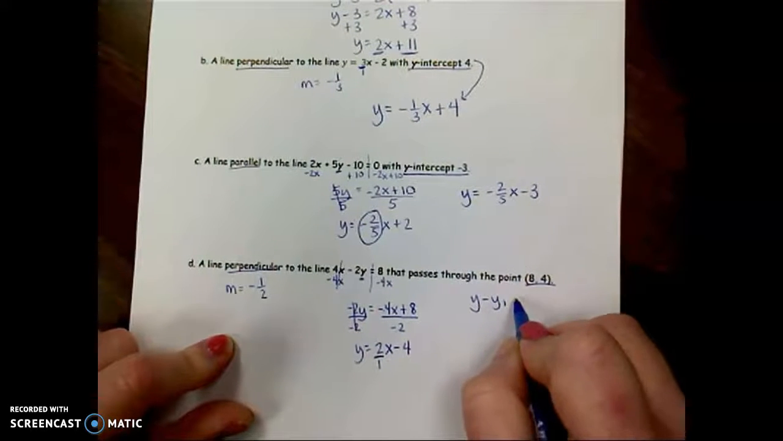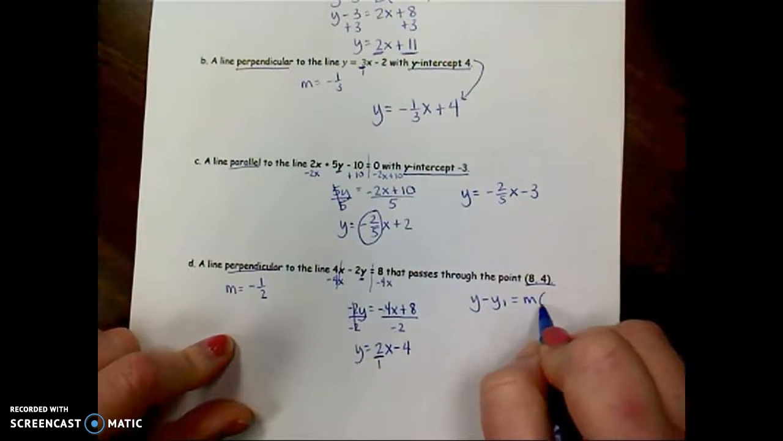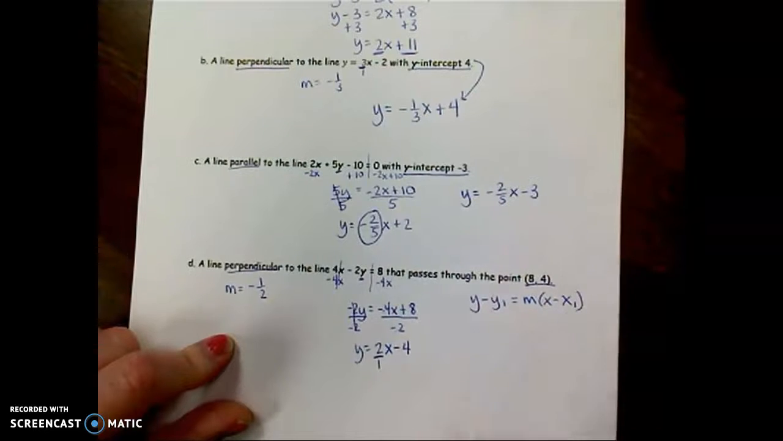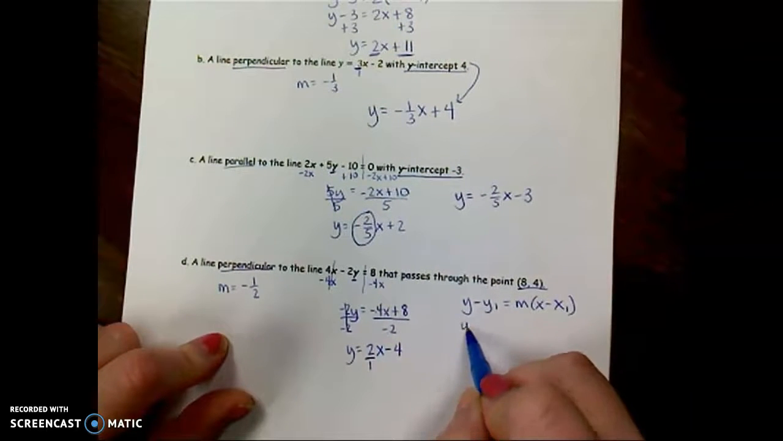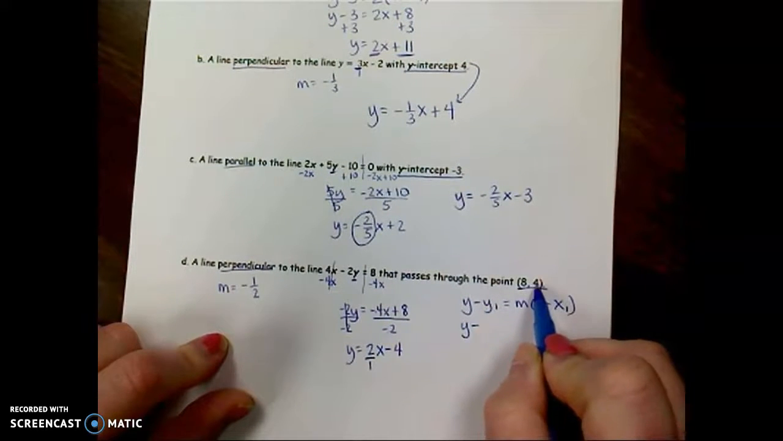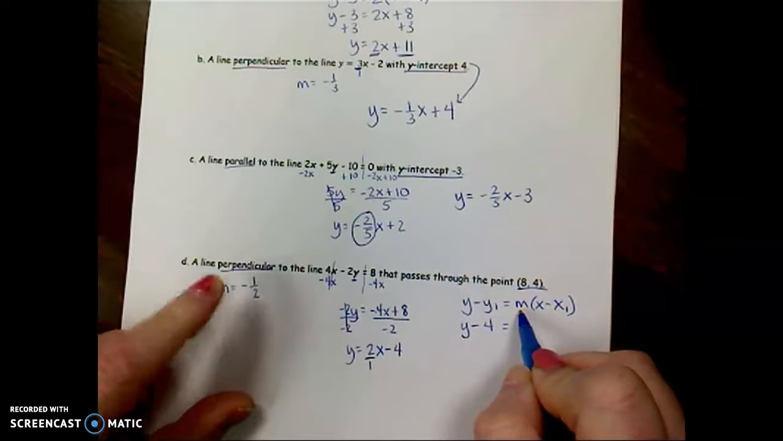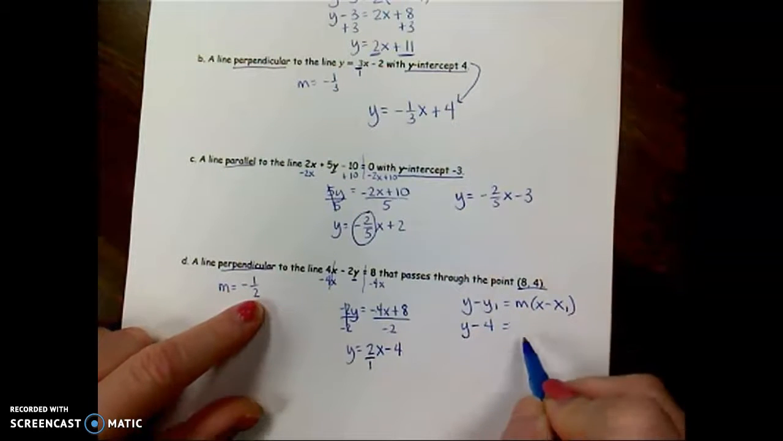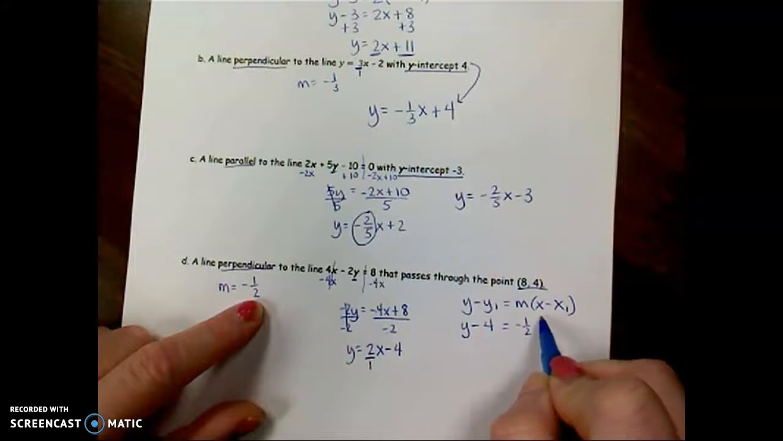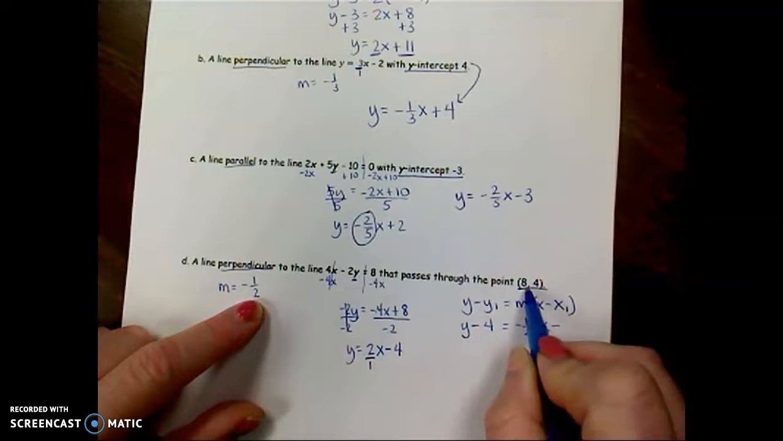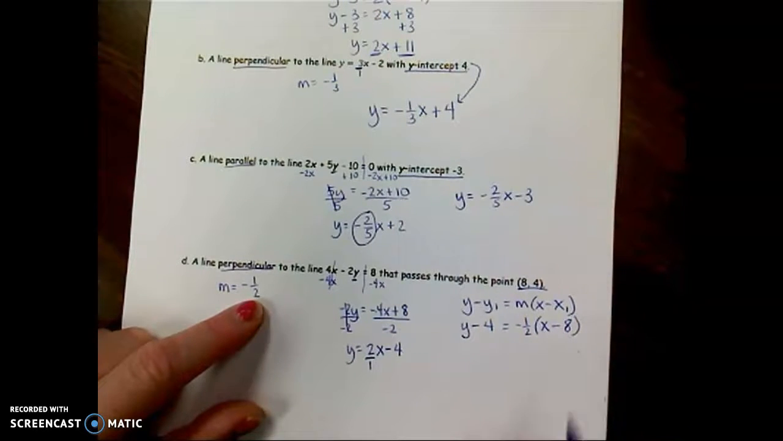y minus y1 equals m times x minus x1. So I would have y minus, my y coordinate of my given point is 4, equals my new slope, the opposite reciprocal of 2, which is negative 1/2, times x minus my x coordinate of the given point, which is 8.